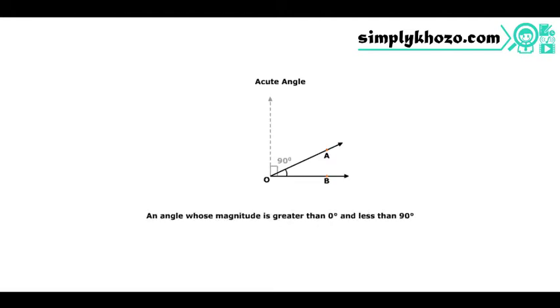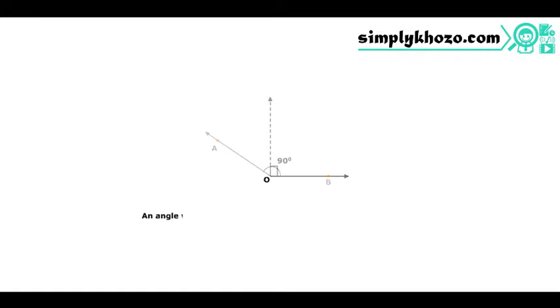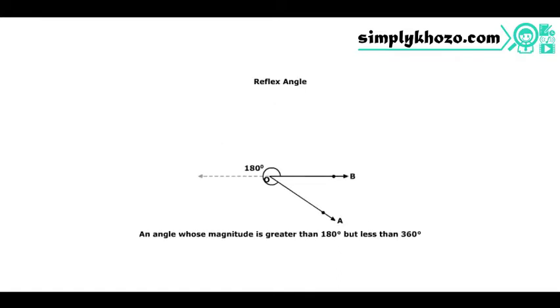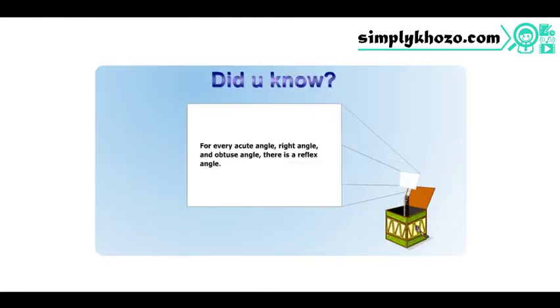Acute angle: an angle having magnitude greater than the zero angle and less than a right angle. Obtuse angle: an angle having magnitude which is greater than a right angle but less than a straight angle. Reflex angle: an angle having magnitude which is greater than a straight angle but less than a complete angle. Did you know, for every acute angle, right angle, and obtuse angle, there is a reflex angle?